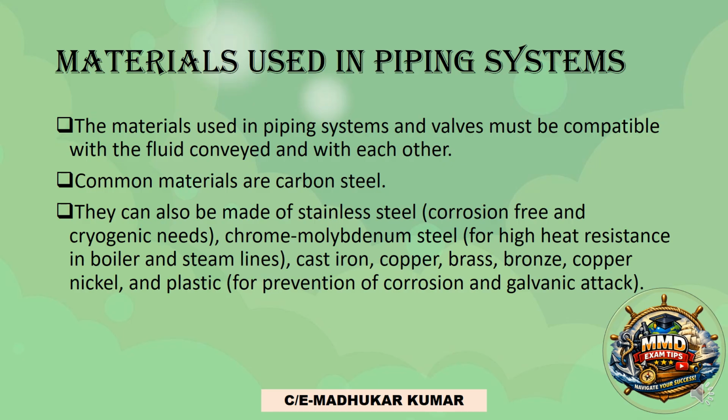So the most commonly used material is carbon steel. But pipes can also be made from stainless steel. But these things are not found on board generally, unless some specialization is there or on specialized ships, like some chemical tanker. Okay. So what is the benefit of stainless steel? Corrosion free, and good if there are cryogenic needs, basically when the temperature is very low.